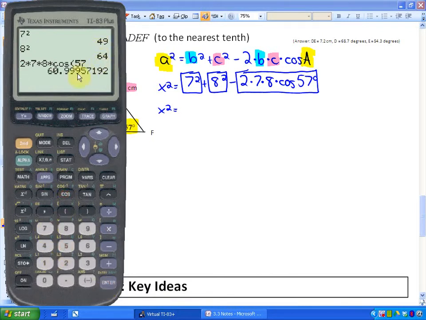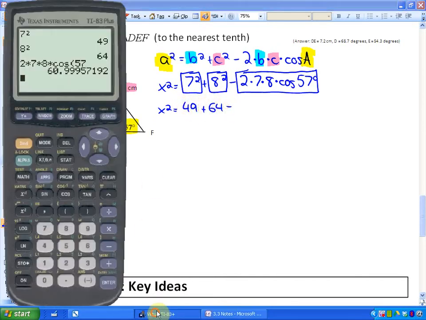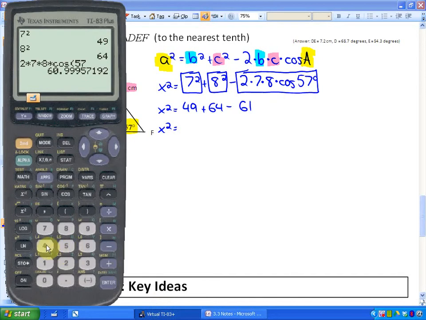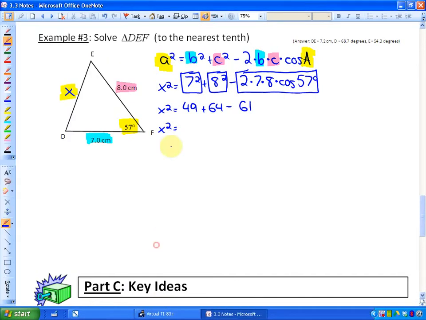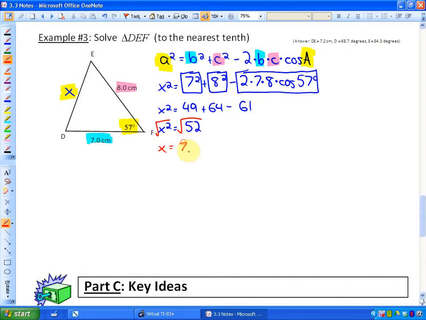Here's the three products. So we have 49 plus 64 minus 60.999, so I'll just call it 61. And that's equivalent to x squared. So x squared is equivalent to 49 plus 64 minus 61. So that sum is 52 right here. So the last thing to solve for that side length is to take the square root. So x is equivalent to the square root of 52, and that's roughly 7.2 centimeters. Okay, so this side length here is 7.2 centimeters.